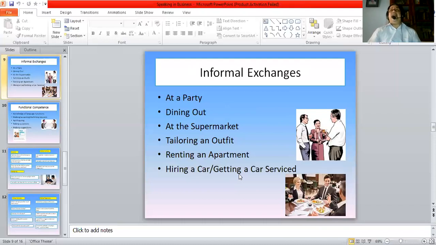And basically, it is an exchange that takes place when we are interacting with somebody in an informal context or situation. And basically, the information that we are sharing is important for us at that point of time, or it is important in the immediate context.